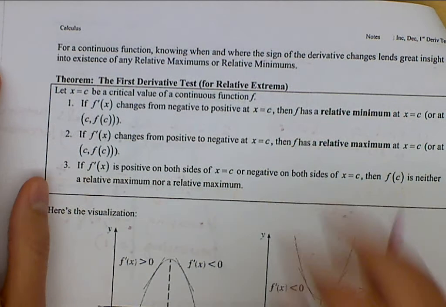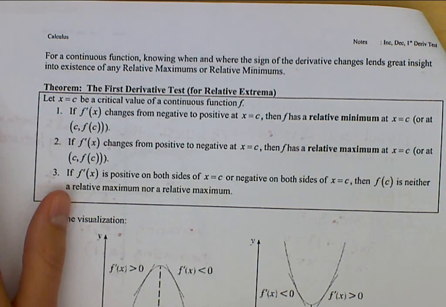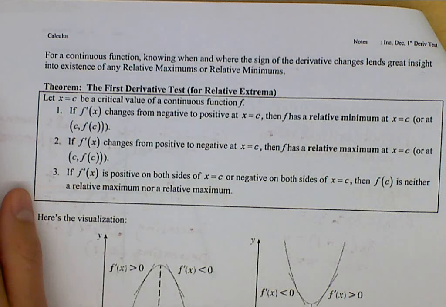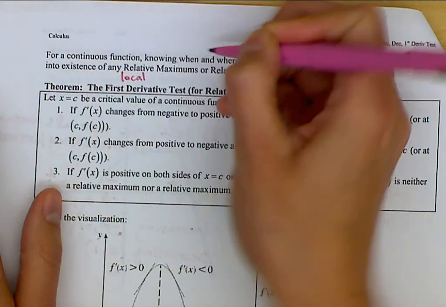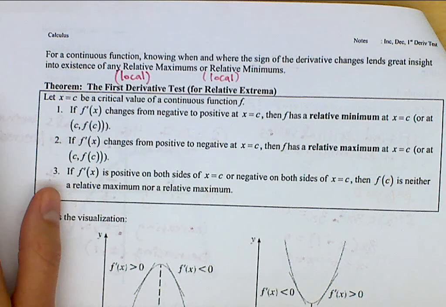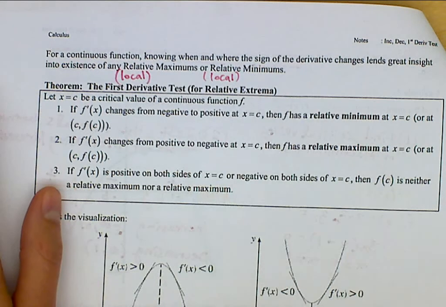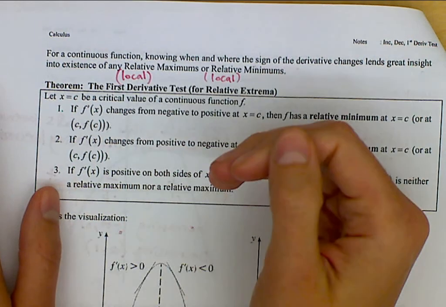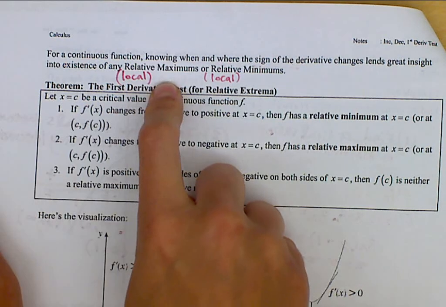So up here it says, for a continuous function, knowing when and where the sign of the derivative changes lends great insight into existence of any relative maximums or relative minimums. Relative is another word for our local maximums or local minimums. So remember those words local max and local min? They also use the word relative. It's the same thing as when they interchangeably use the word global and absolute. They'll interchange the word local with relative, so don't get confused if you see either local or relative.